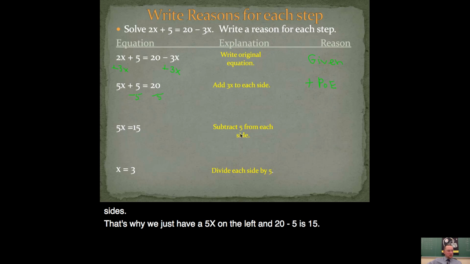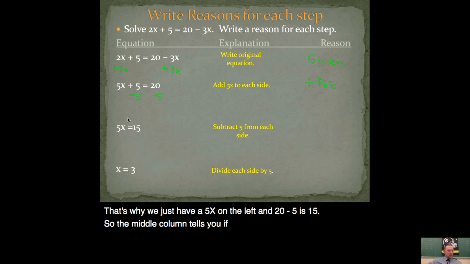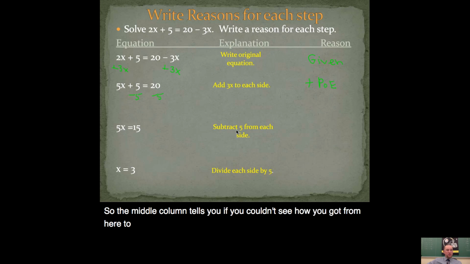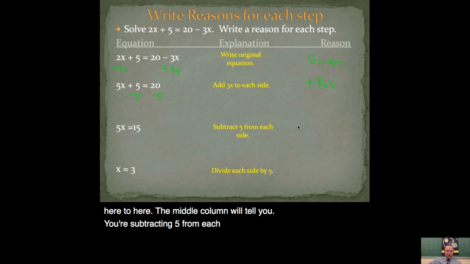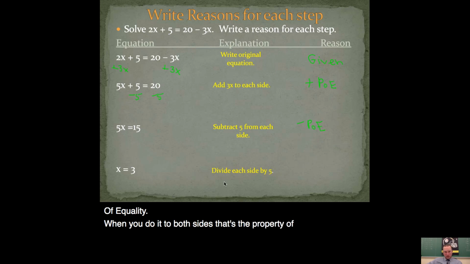So the middle column tells you. If you couldn't see how you got from here to here, the middle column will tell you you're subtracting 5 from each side. What's that called? Subtraction property of equality. When you do it to both sides, that's the property of equality.